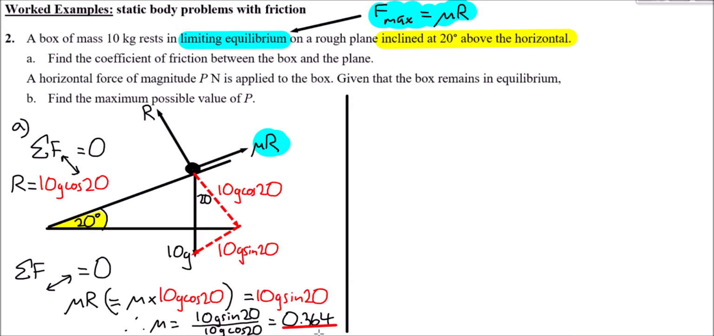Part B, slightly different scenario. So for part B, let's find the maximum possible value of P after P is added on, where P is a horizontal force, magnitude P newtons being applied. But it's still in equilibrium. So again, we're going to just take this sketch and add P onto it. So a lot of information we can use from before will remain unchanged.